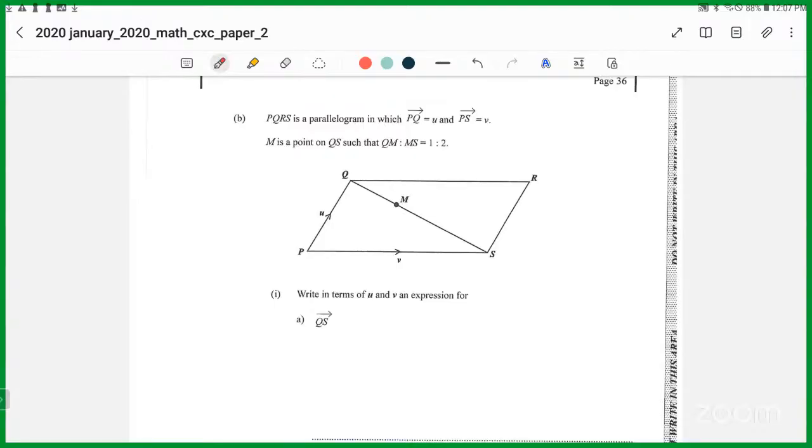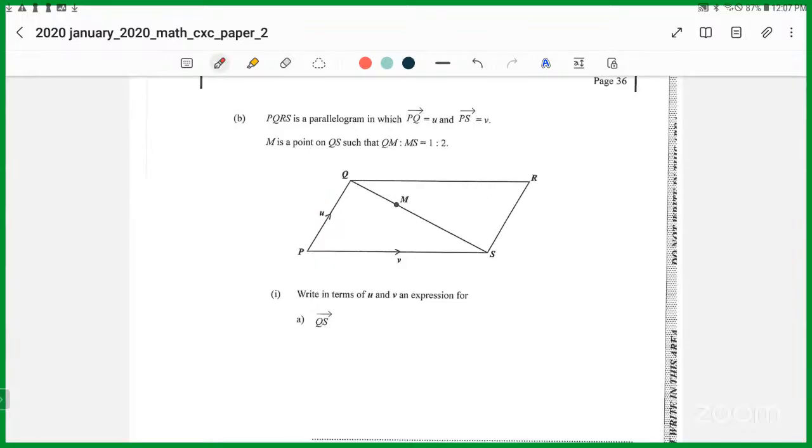This question says, PQRS is a parallelogram. Once it's a parallelogram, the opposite sides are equal vectors. So since this vector is V, up here is V as well. And these two opposite sides, same thing: equal in length and parallel, so they are equal vectors. This vector is U, so this vector going up here is also U. No calculation needed for that.